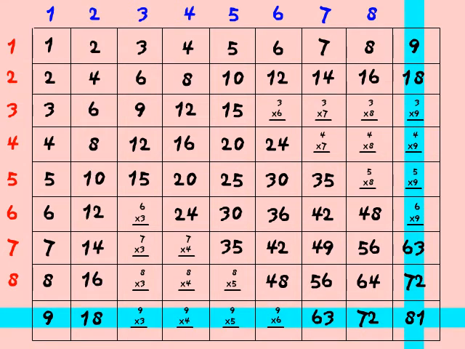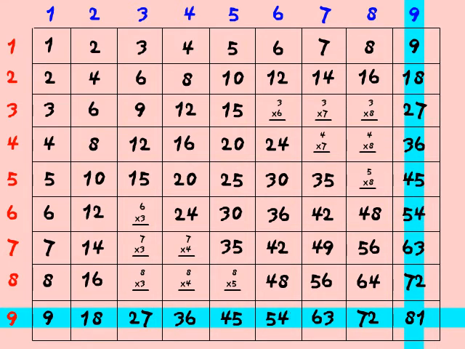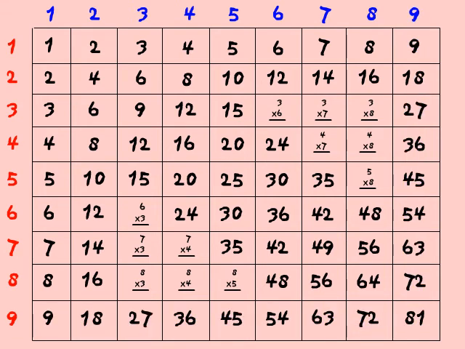Now let's do the nines row and column. Hey, look! This is fun. 1 more 10 and 1 less 1. And so on right down the line, until you get to 9 times 9.